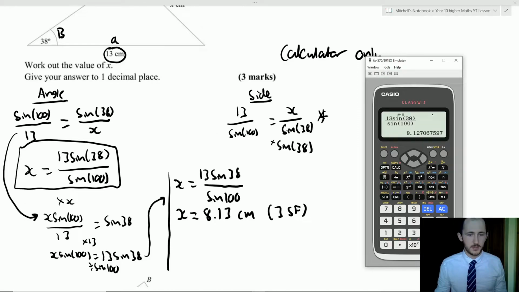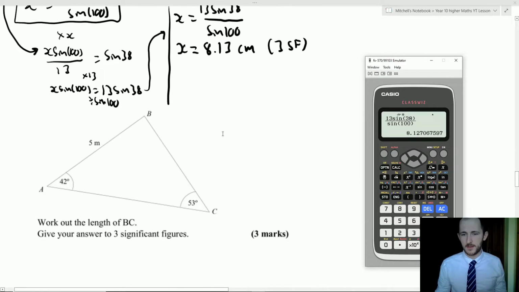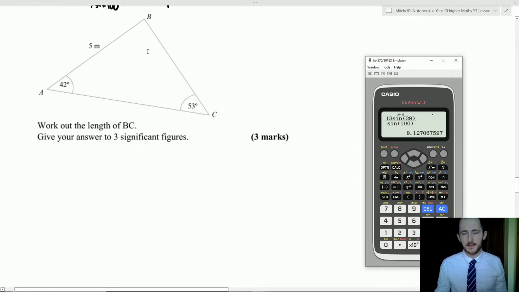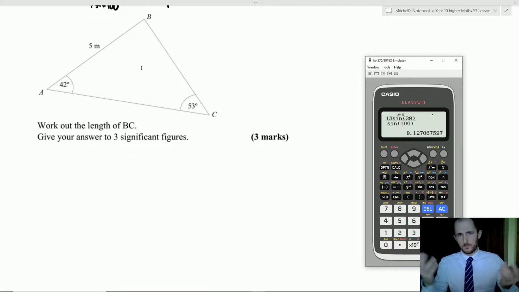So I think we should just give it another go then. So if we look at the next question, again, this is a triangle. It's not a right angle triangle. Question, how do we know if it is a right angle triangle or not? Well, if they don't tell you, then you can't assume unless you can prove it.